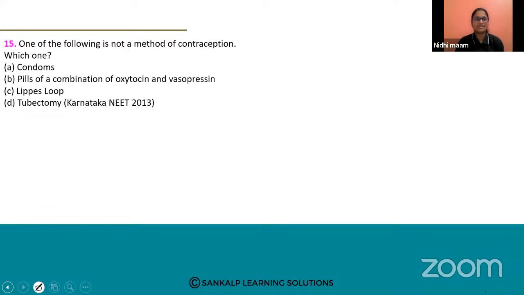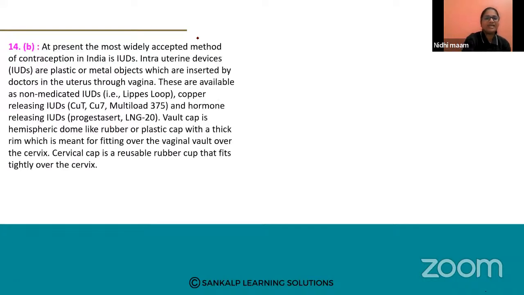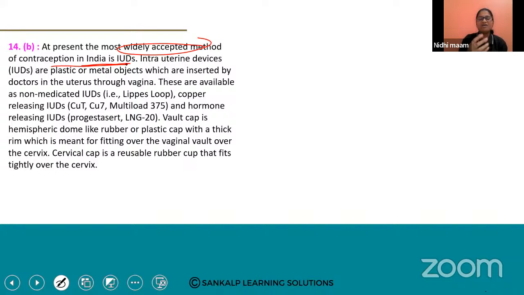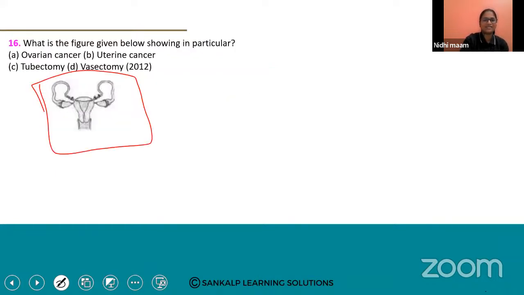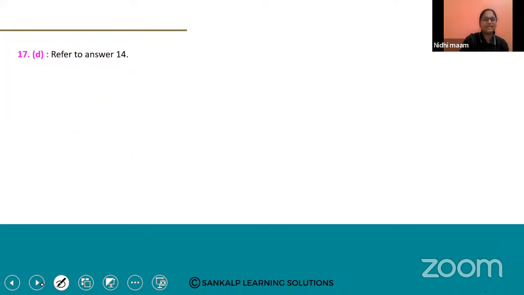So they asked us to refer to 14th. At present, the most widely accepted method of contraception is IUDs. Why? Because these are plastic or metal objects inserted in the female body through the vagina by a doctor. They are available non-medicated, copper releasing, and hormone releasing. These are the best contraceptives compared to barrier methods.